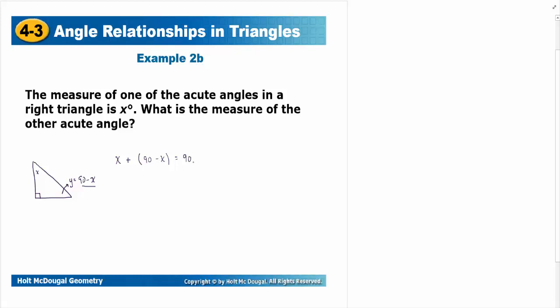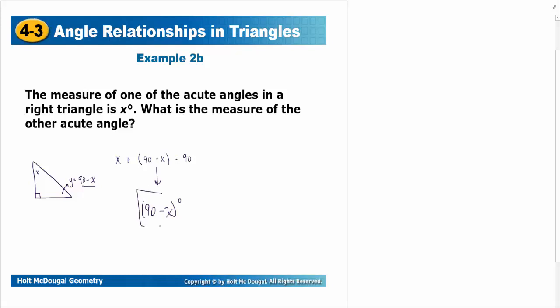Now, if you notice, the x's would end up canceling, right? And that's what it should do. But it's not asking for the equation. It's just asking for the measure of the other acute angle, so that's just 90 minus x. I just want you to see that if I added these up, the x's would cancel and I'd get 90 equals 90. It all cancels itself out. But I'm just looking for this angle. They want the other angle. So you just call it 90 minus x degrees.